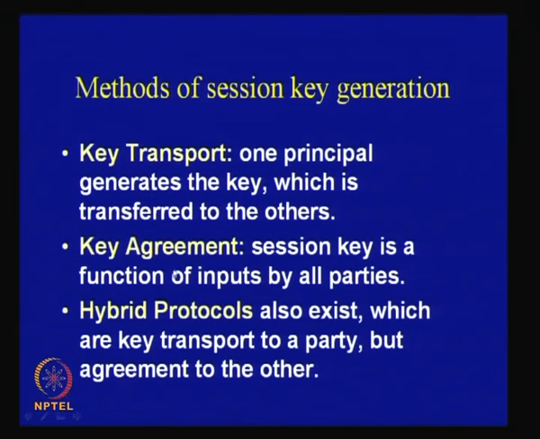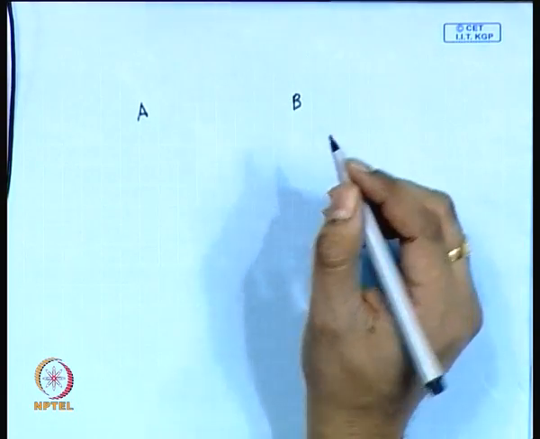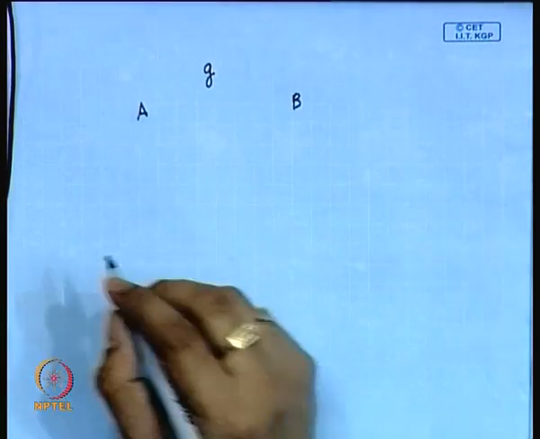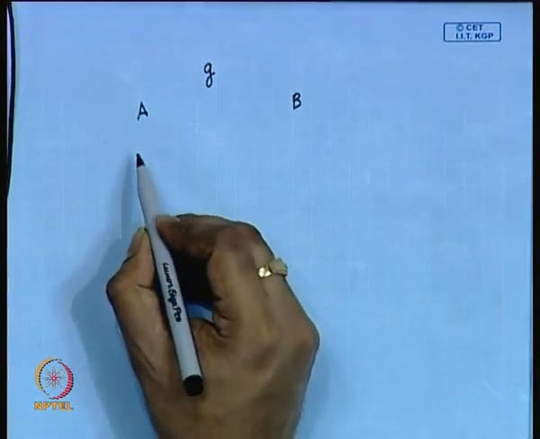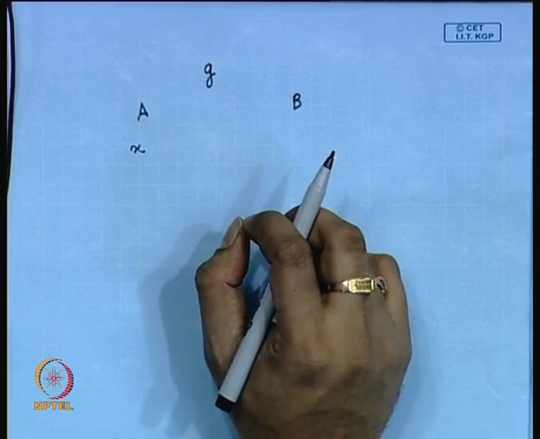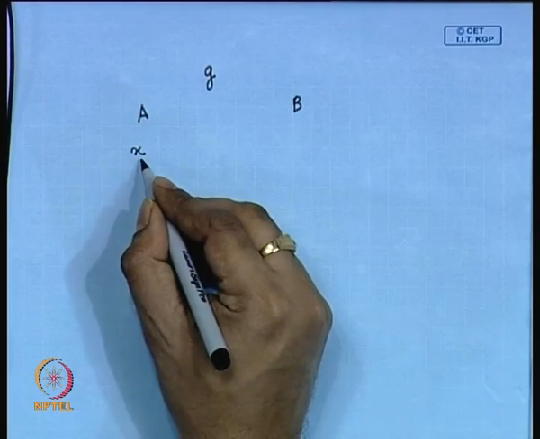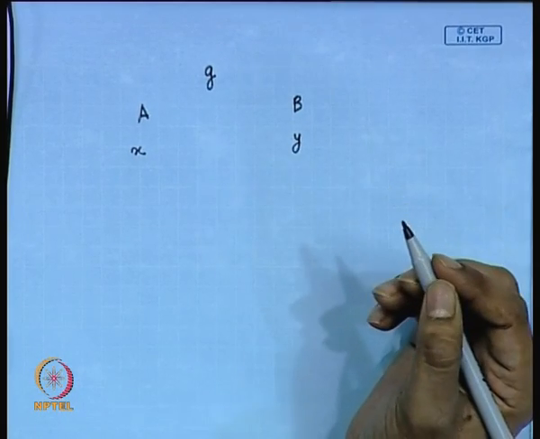There could be other protocols where the session key is a function of inputs generated by all parties. If there are two parties A and B and both give some kind of share, then that is used to generate a key. A classic example is the famous Diffie-Hellman protocol, where there is a generator which has been previously established. The generator is of a finite field, or a finite group, and x is a member of this which is generated randomly by A, and B also generates y, which is a random share.